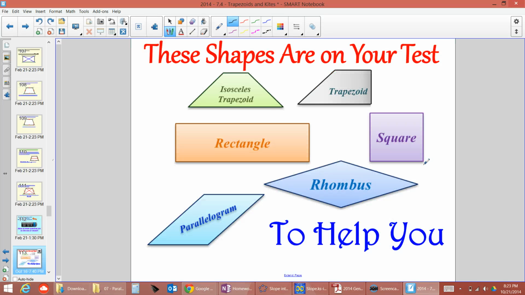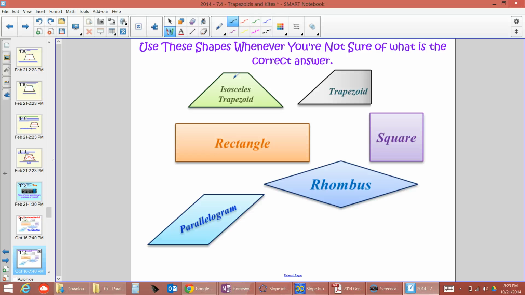So, the shapes on your test. You're going to see all of these shapes and their names on the test. You're going to see trapezoid, specifically isosceles and a trapezoid. So you don't need to worry about memorizing what an isosceles trapezoid looks like, because it's going to be on there for you. So let's talk about some of these shapes. Use the shapes whenever you're not sure what the correct answer is. Let's look at the shapes.